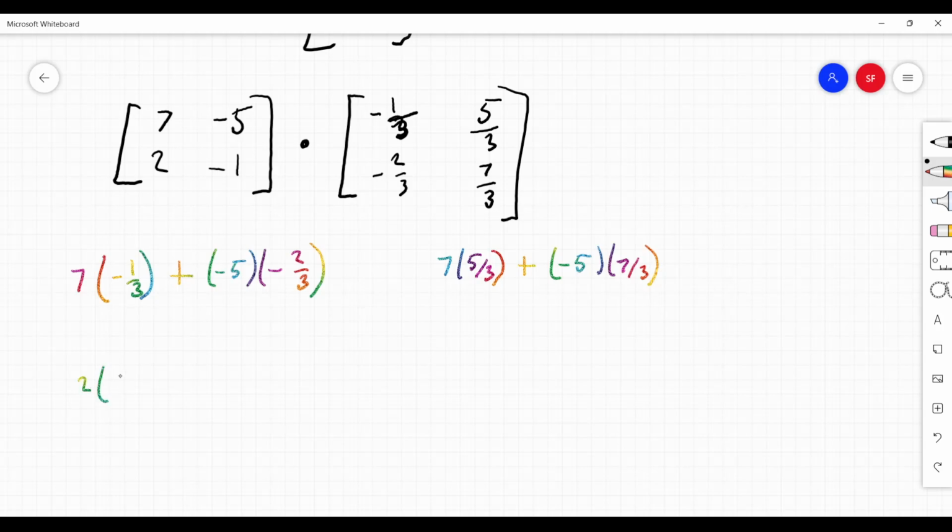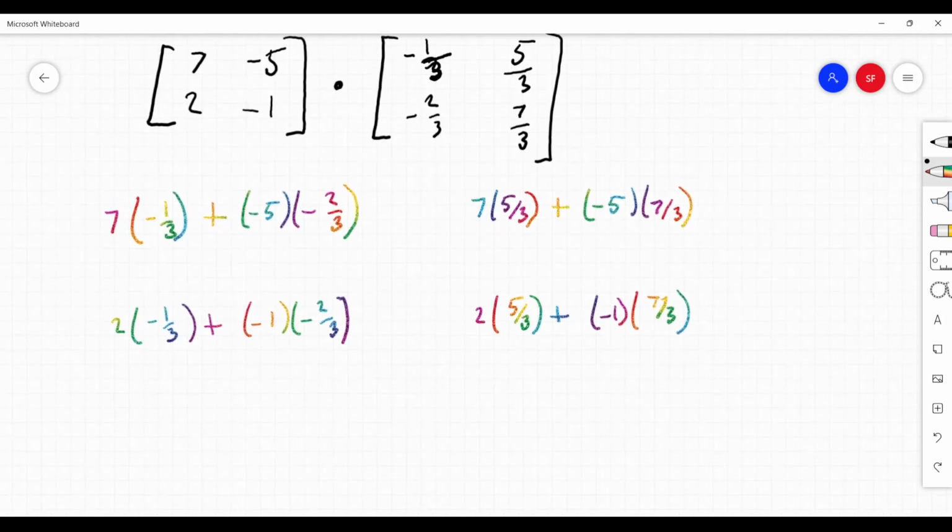2 times -1/3 plus -1 times -2/3. And then 2 times 5/3 plus -1 times 7/3. Look at the second number and flip them, and then the other ones just switch.